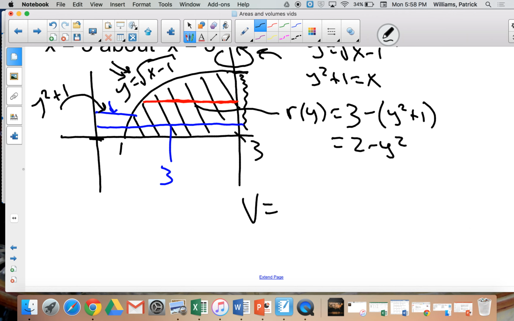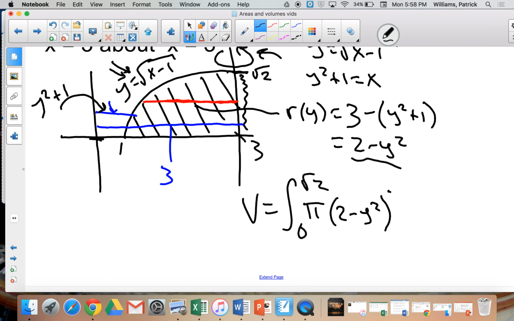The volume is going to be the integral from 0 to square root of 2. Remember, we found that this was y equals square root of 2 right here. And then it's going to be pi times our radius, which is 2 minus y squared, and we want to square that, and then do dy because we're using y's, and there we go. That's the expression that's going to give us the volume of the solid generated.